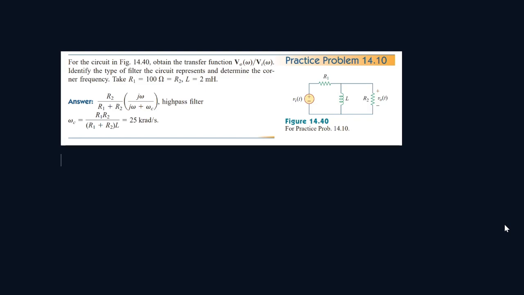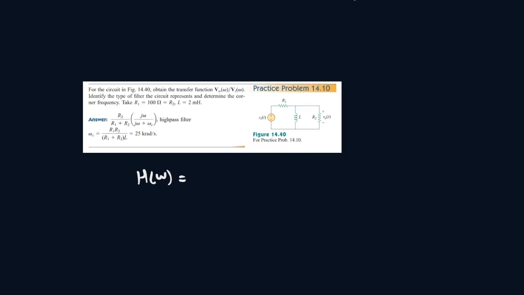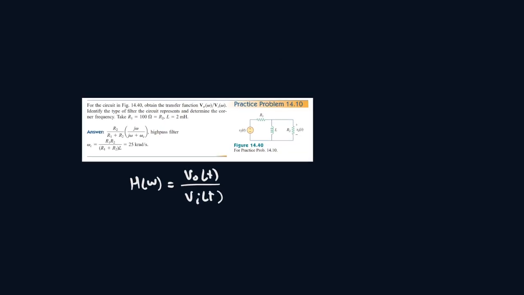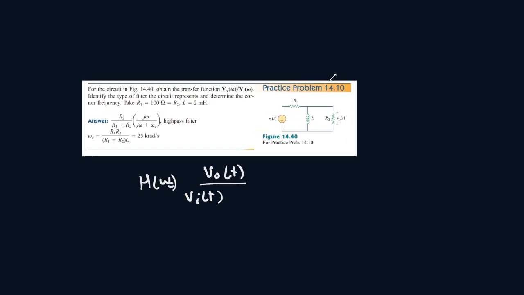Okay, so for this circuit, we have to find the transfer function and identify the type of filter the circuit represents. So, to get the transfer function, we have to get VO of t over VI of t. So we have to solve for these t values.